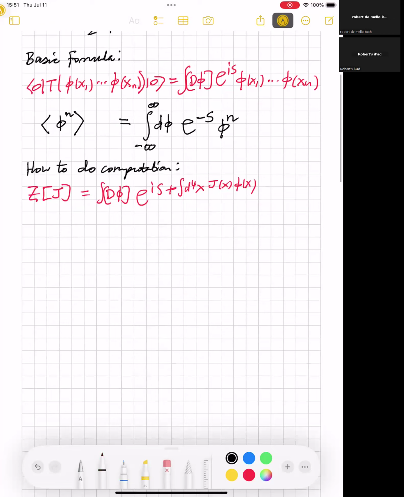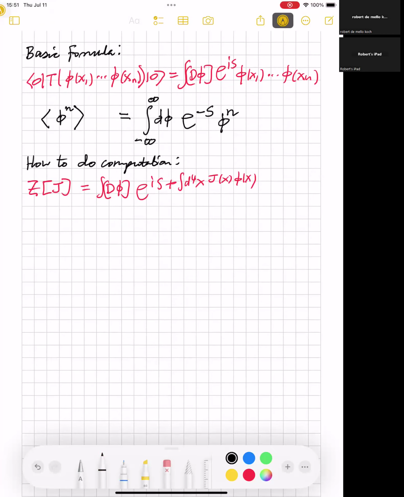Well, in naught dimensions, we're going to do something very similar. We're going to choose Z of J to be equal to N, where N is some normalization that we'll have to discuss in a minute, times an integral from minus infinity to infinity, d phi e to the minus S plus J phi. Oh, and if I'm putting the normalization in here, I should really put the normalization in over here too. How are we going to fix N?